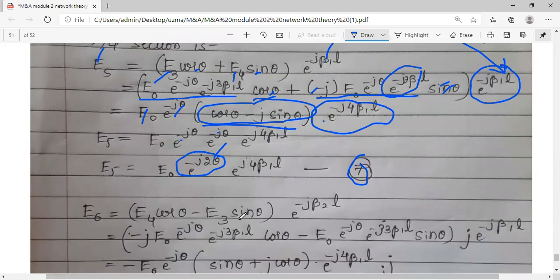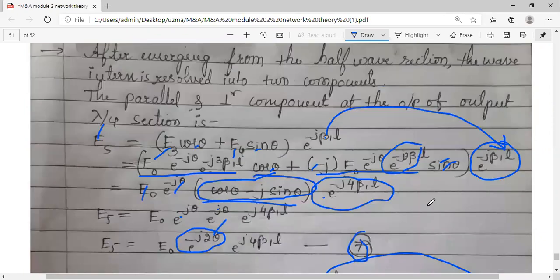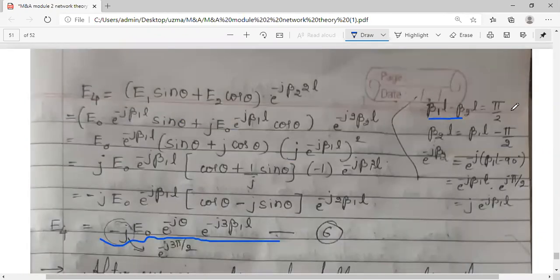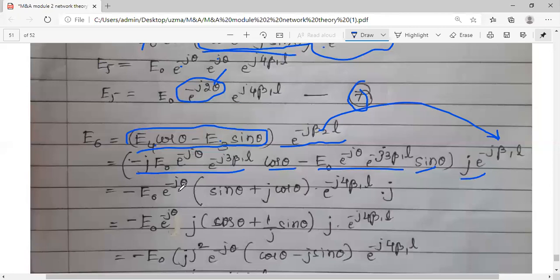Similarly for E6, we have just now seen how this amplitude came. E raised to minus j beta 2 L, the second phase is beta 2. E4 and E3 I will substitute. This is your E4, this is your E3. Cos and sine as it is. And beta 2 I have expressed in terms of beta 1. How? Just by following the previous explanation, I will get a j term. When you take the phase difference between them as pi by 2, you can express beta 2 in terms of beta 1. Substituting that, again for further simplification, take minus E naught e raised to minus j theta common.